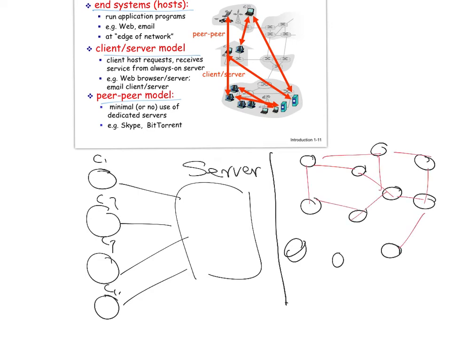So anyone can communicate with anyone. Anyone can initiate the service from anyone. And anyone can upload or download anything to any other peer. Okay? So there is no designated server in that case. So the peer-to-peer is not many to one. It's actually many to many. Anyone can communicate to anyone. Okay? So what is the implication of this in terms of pros and cons?